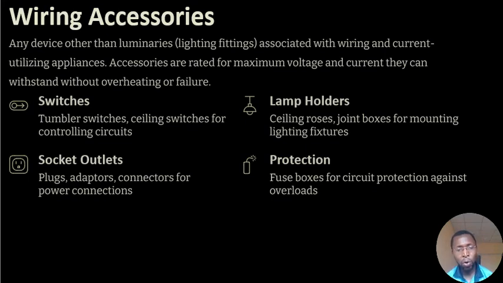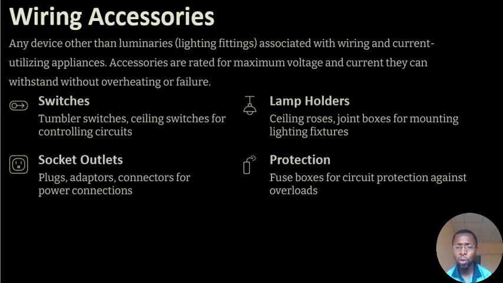Okay, so the switch of course does not give light, but can be used to turn light off or turn it on. It doesn't allow current to flow and also allows current to flow. It's used for switching on and switching off current. So we have tumbler switches and ceiling switches for controlling circuits.